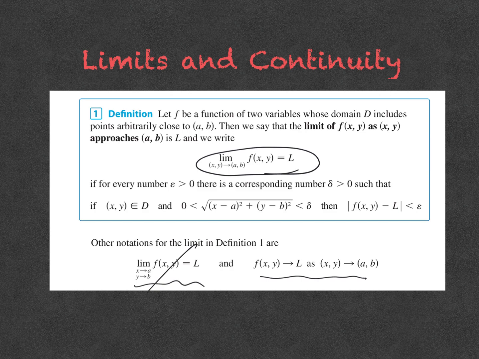If we compare that to the limit notation you learned in Calc 1, we said the limit as x approaches a of f of x equals L. So this one in red is single variable calculus because we have a single independent variable. And the one up here in black is multivariable calculus. You have two independent variables, both x and y.